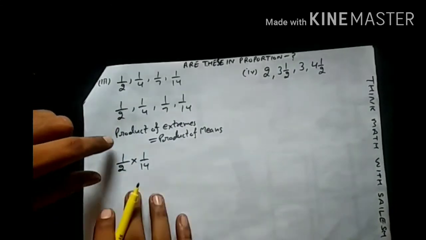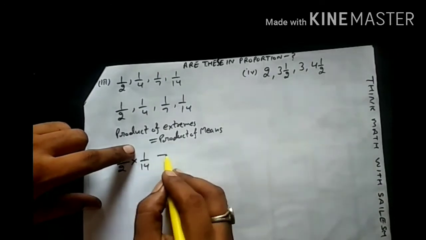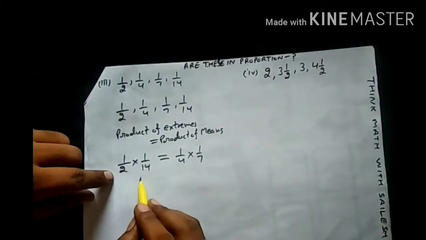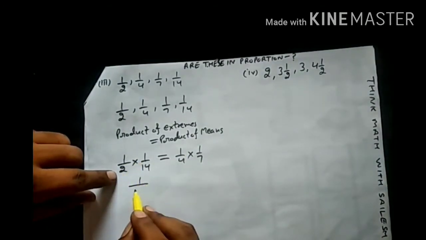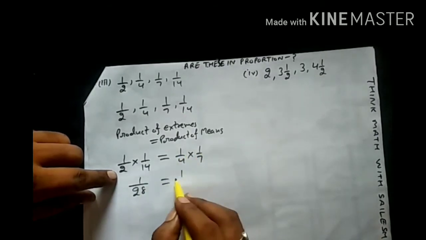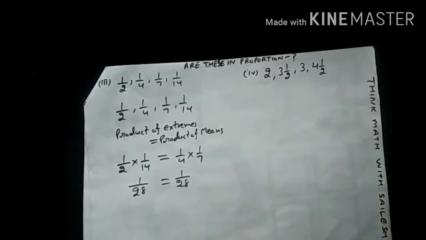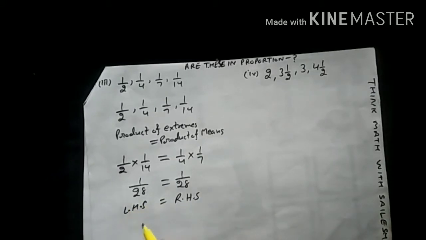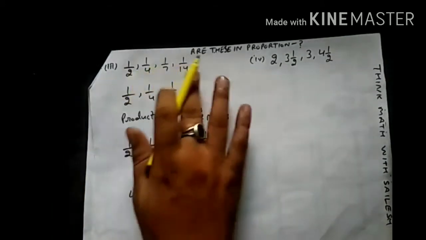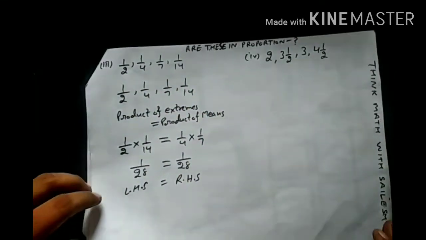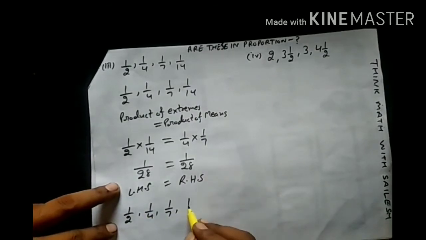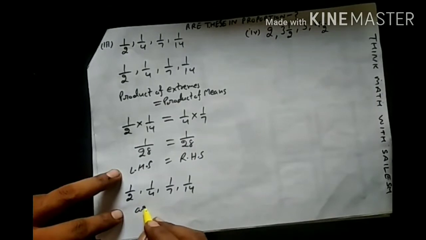1/2 multiply with 1/14, both are extremes. Now we see 1/4 and 1/7. Now 1/28 and 1/28. You see both the products are same. Left hand side is equal to right hand side. So what can we say? We can say that the given expression is a proportion. 1/2, 1/4, 1/7, 1/14 are in proportion.